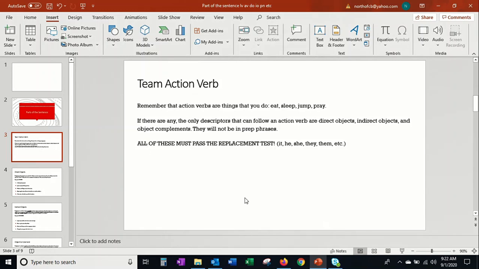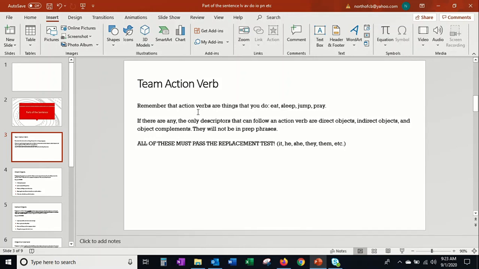The way that I like to think about the parts of the sentence is like a sports team, okay? You've got two teams. You've got your team with your action verbs, and you have your team with your linking verbs. Just like in the middle of a game, players don't trade teams. Same thing here. Players stay with their team. So if it's a team action verb, it's always going to be with an action verb, never with a linking verb. And those players are direct objects, indirect objects, and object complements.